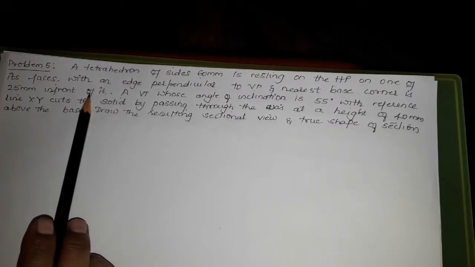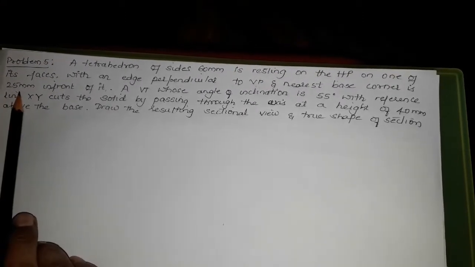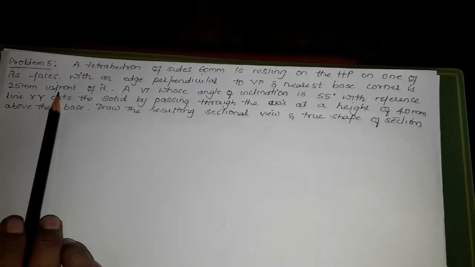So whenever we draw the tetrahedron in the top view, we should be aware that we draw the nearest base corner at a distance of 25 mm from the XY plane.